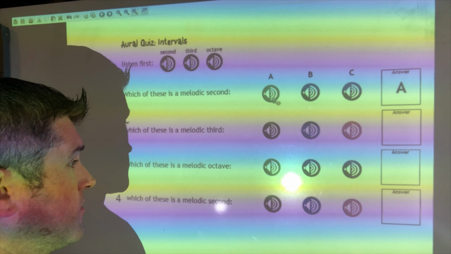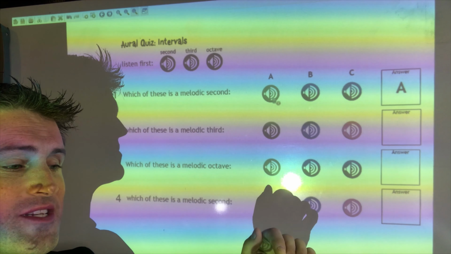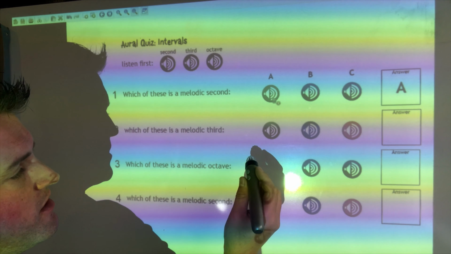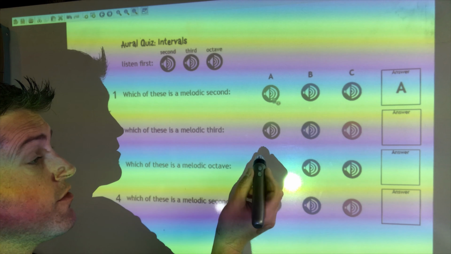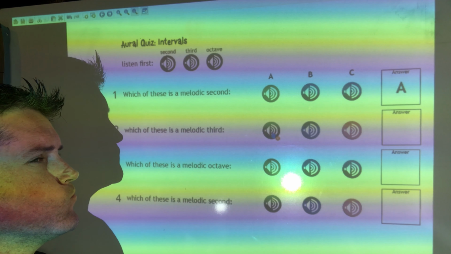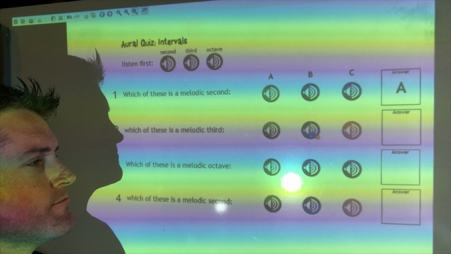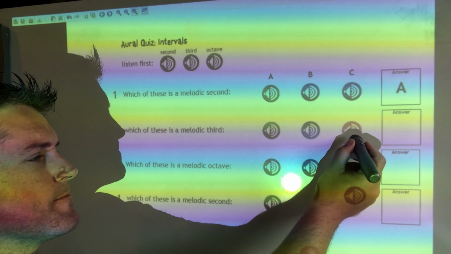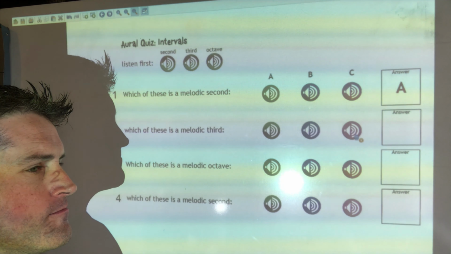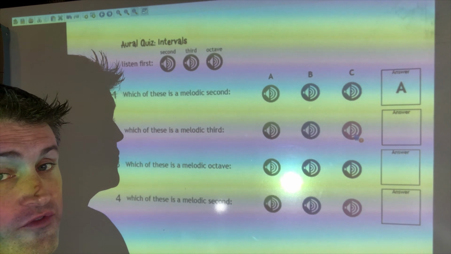Right, for number 2, we're looking for the melodic third this time around. So it's not going to be the one right beside, it's going to be the one just after it. So let's have a listen. Is the melodic third A? Is it B? Or is it C? I've got my hunch as to what it might be. Let's see if you can get it as well.